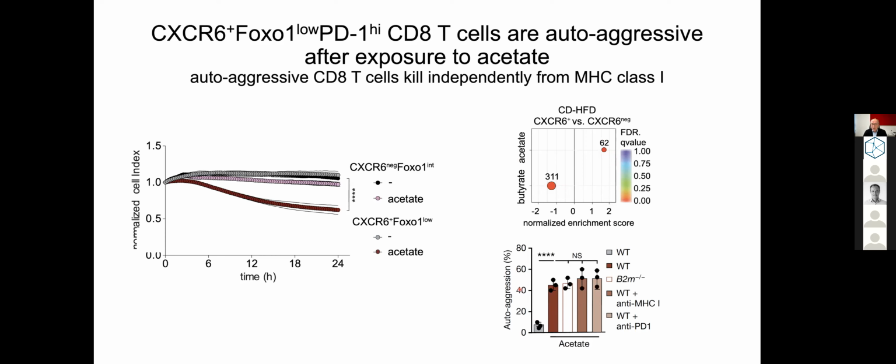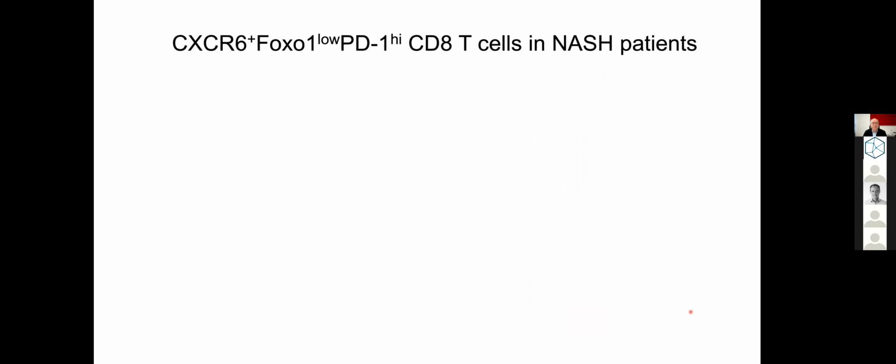Now, this autoaggressive function, which is shown here now as a quantitative measure, is actually independent of recognition of MHC class I, because we can also use target cells that don't have beta-2 microglobulin, or we can block interaction with anti-MHC class I molecules, or we can also block checkpoint molecules like anti-PD-1, but this doesn't affect at all the execution of autoaggression. This brought us to look more closely into why and how this autoaggressive execution was done.